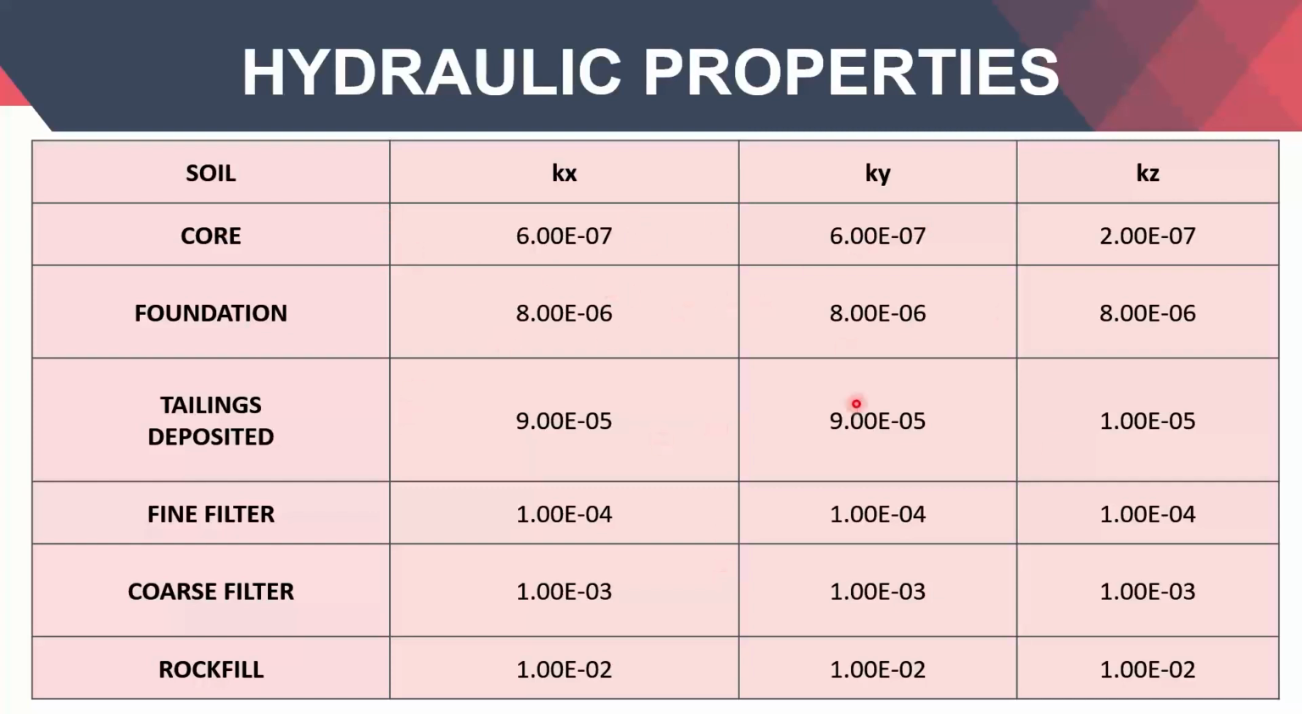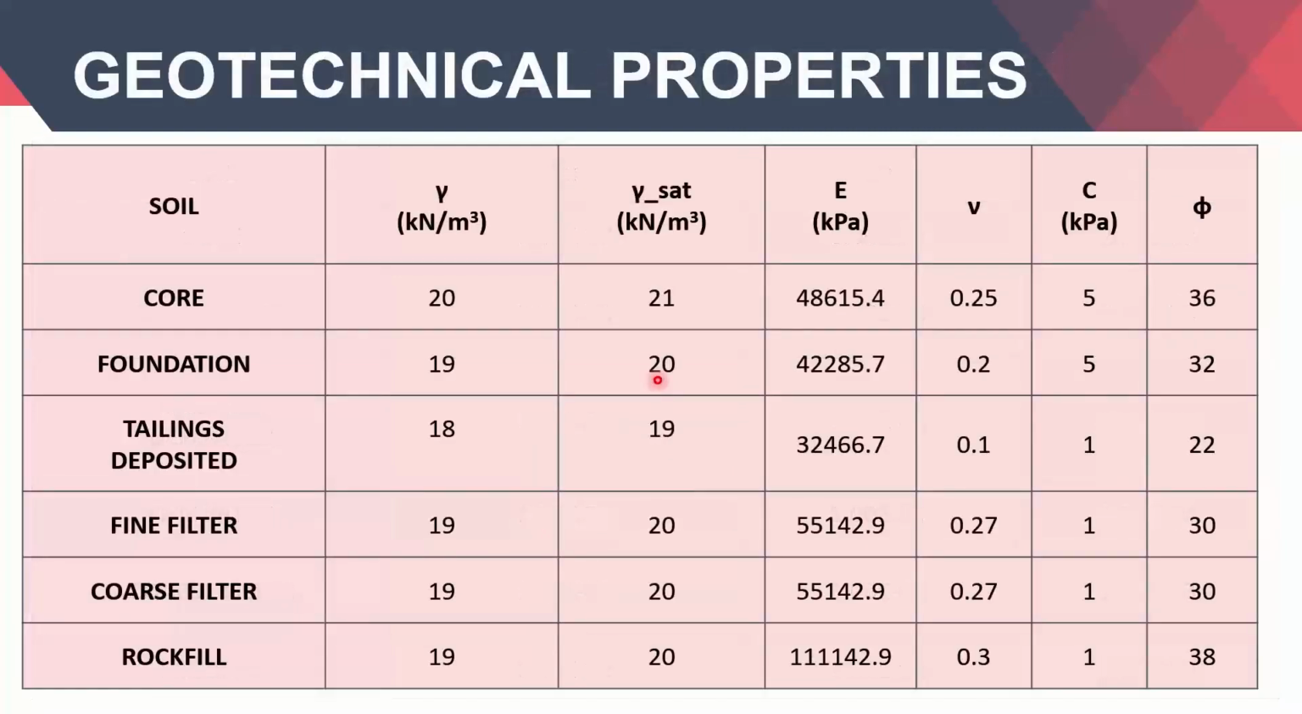So these are the material parameters for the core, ranging from the core to the rock fill. Next, coming to the geotechnical stiffness parameters, we are dealing with a more column model here. That is why we only need 5 parameters: unit weight, Poisson's ratio, E modulus, C, and phi. That is the friction angle. So for the core, the C value is 5 and the friction value 26. For foundation, C value is 5, friction angle value is 32.